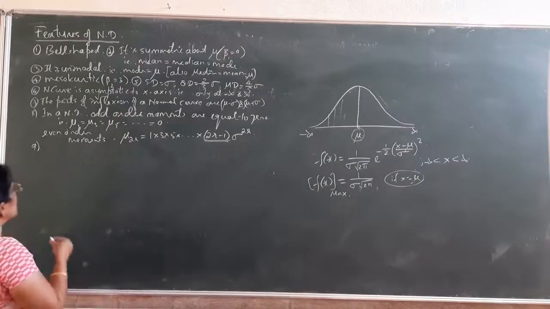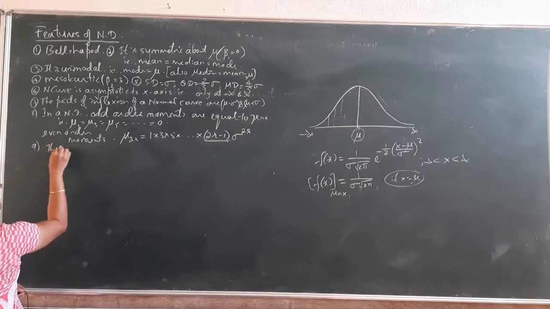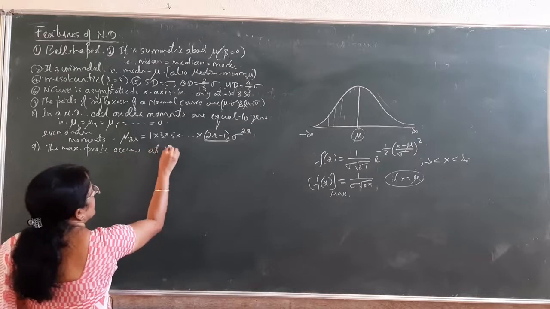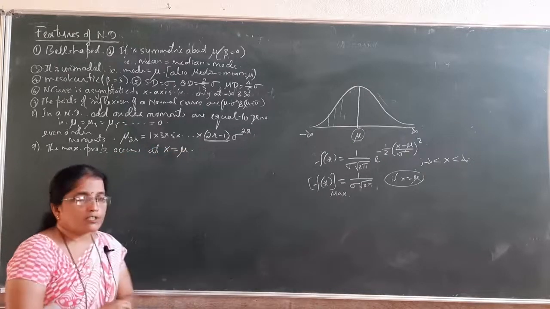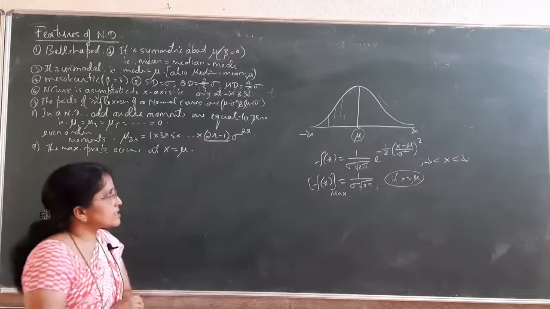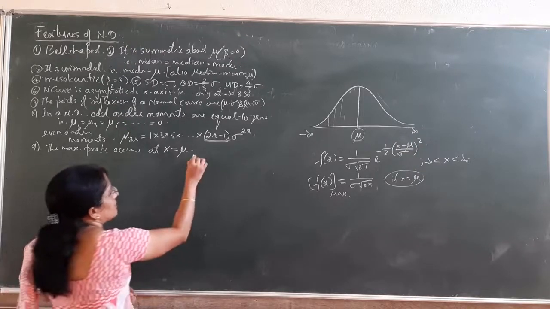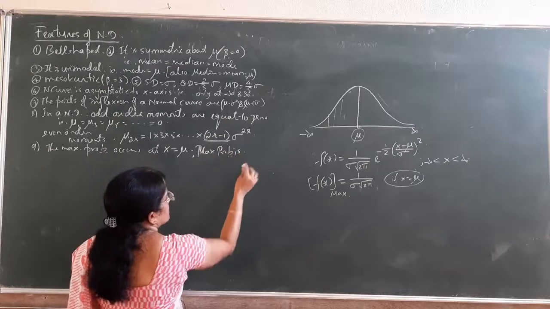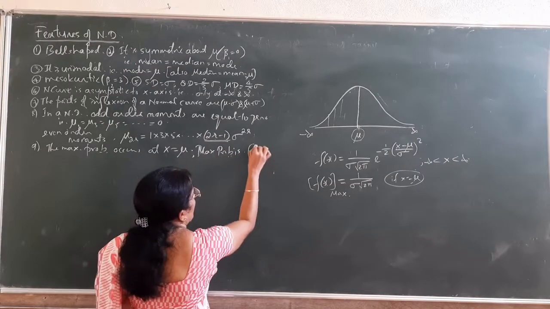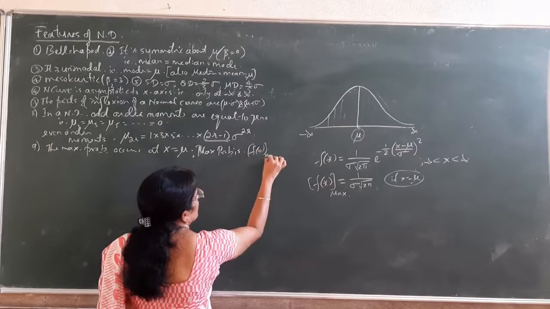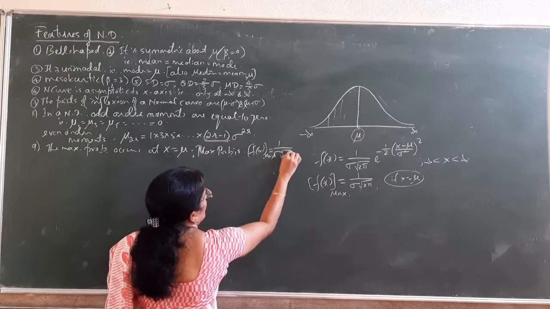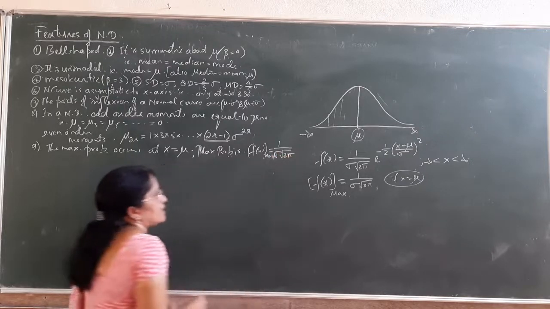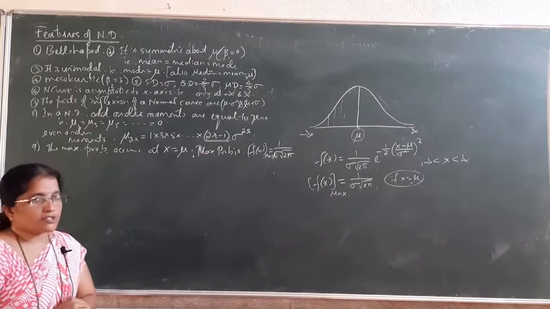Therefore, the next feature we can write: in a normal distribution, the maximum probability occurs at x equal to mu, and the maximum probability is f of x maximum is equal to 1 by sigma root 2 pi. This is the maximum probability in a normal distribution.